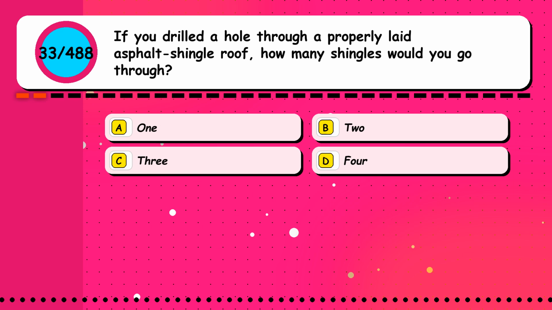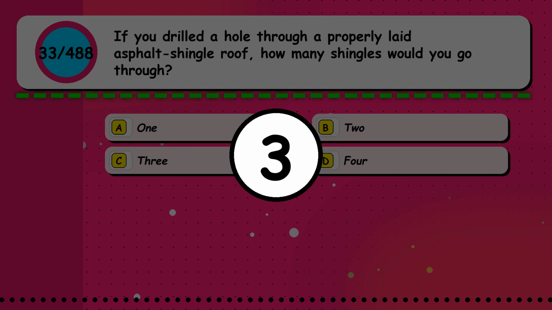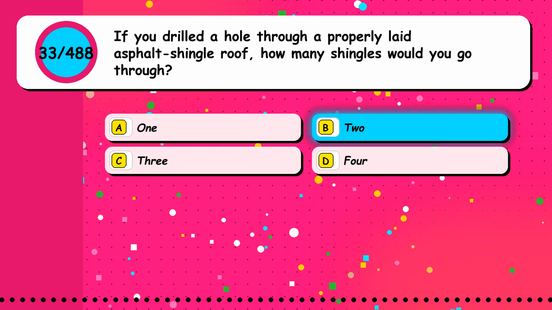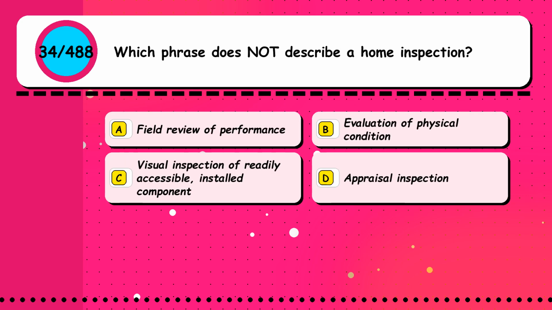Question 33. If you drilled a hole through a properly laid asphalt shingle roof, how many shingles would you go through? Option A, 1. Option B, 2. Option C, 3. Option D, 4. The correct answer is option B, 2.